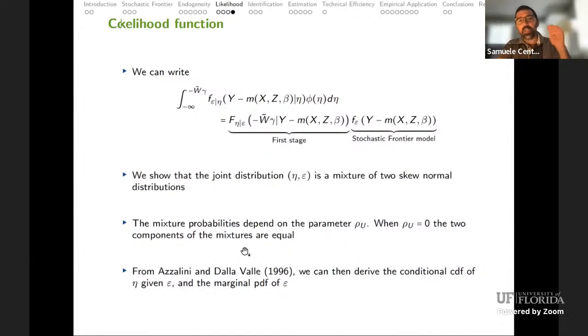Using this result about the joint density, we can derive the conditional CDF of eta given epsilon and then the marginal PDF of epsilon. Then we use that to construct the likelihood function in closed form.